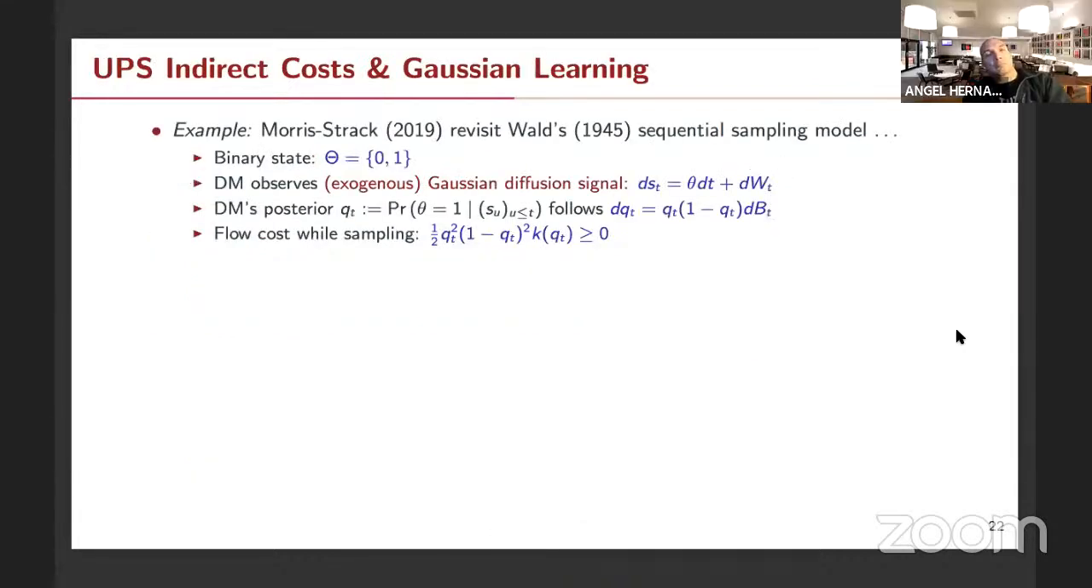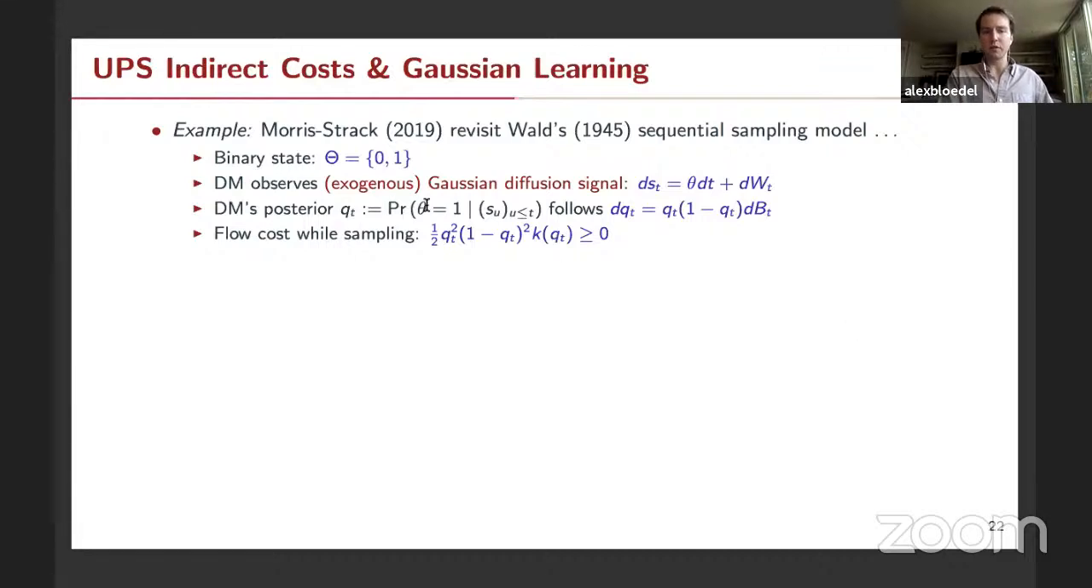Okay, so how do we get there? We're not the first to note a connection between Gaussian learning and the UPS model. Perhaps the first or best known example of this is in Philipp's paper with Stephen Morris, which revisits Wald's sequential sampling model. And that works as follows. There's a binary state, 0 or 1. The decision maker observes an exogenous Gaussian diffusion signal, the drift of which depends on the true underlying state, and then of course plus some Brownian noise.